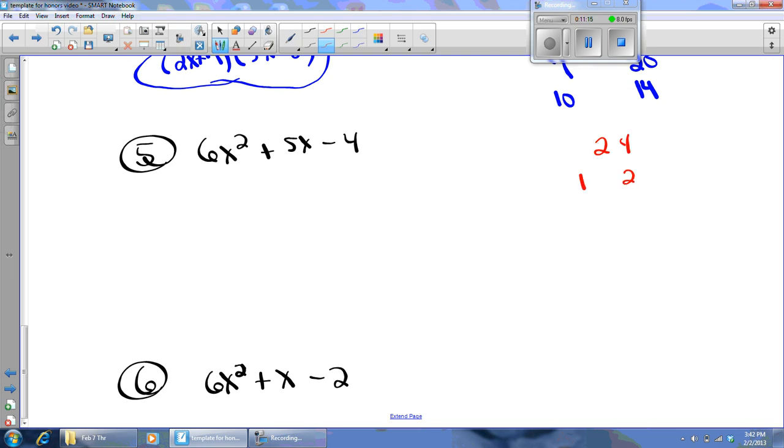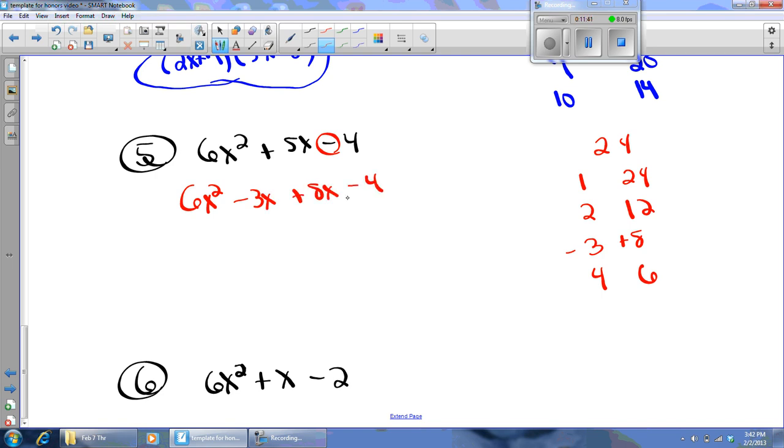So 1 and 24, 2 and 12, 3 and 8, 4 and, where am I at? 6, right? It's a negative in the back, so I'm going to subtract to get 5. Looks like a positive 8 and a negative 3. So I'm going to rewrite this as 6x squared minus 3x plus 8x minus 4. Now I know some of you are wondering how negative 3x plus 8x is the same as 5x. Well, all I did was break 5x up into those two terms.